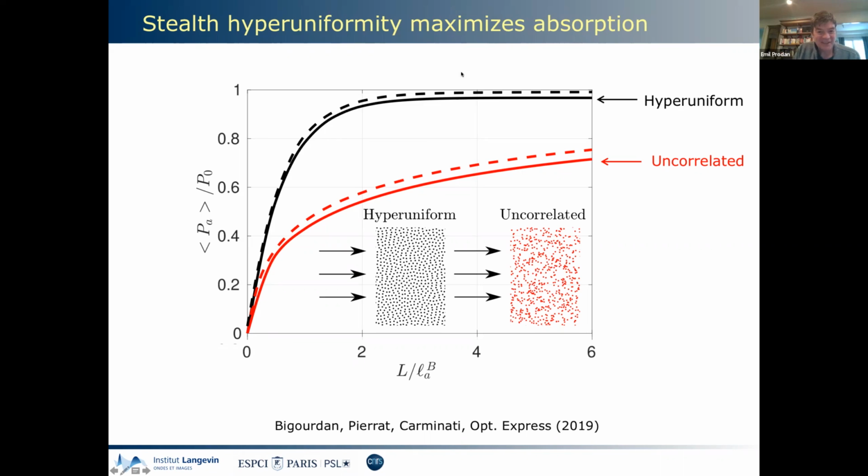Thank you for the great talk, and thank you for having exactly this slide in front of us. Is it true that if we have any uncorrelated pattern at any density, we can go from the uncorrelated phase to a hyperuniform one?